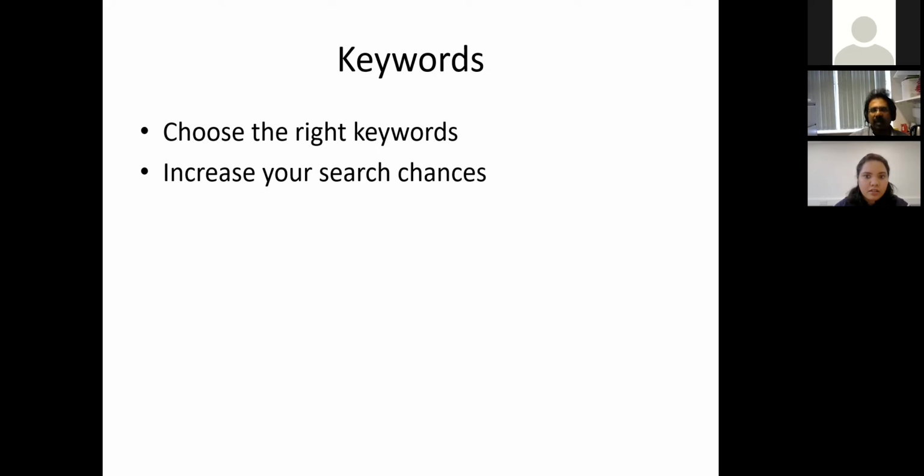Always remember to use the word which is not used in the title or abstract. If somebody Googles photocatalytic, for example, your paper will come up also. If you use photocatalysis again in the keyword, and somebody uses photocatalytic, your paper may not appear. So it's very, very important to remember that point too.